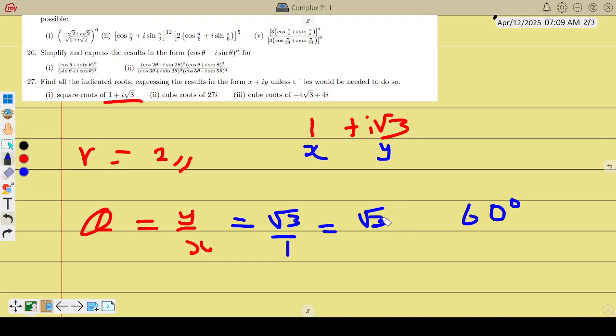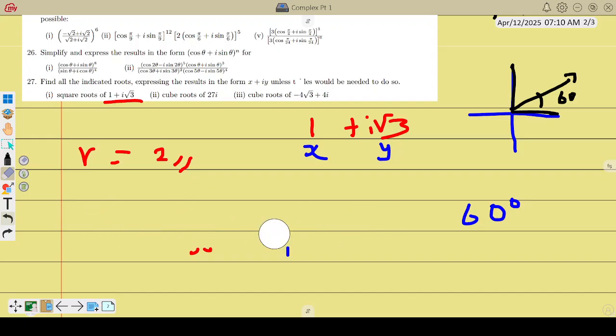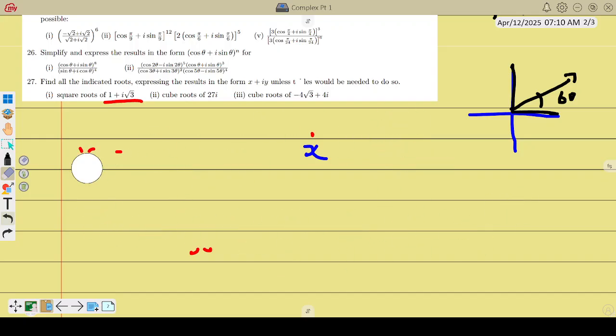60 degrees is our angle. We have to make sure that it is measured from the positive x-axis. Here x is positive and y is positive as well, so this 60 is okay, it's from the positive x-axis. So r is 2, theta is 60. Therefore, we can find the square roots.